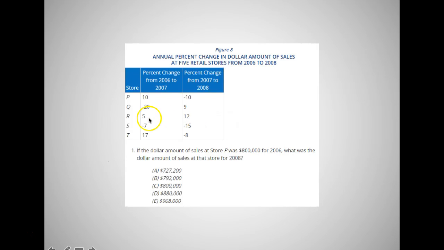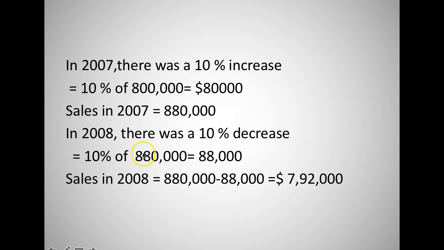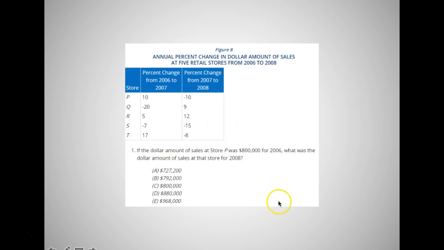Going back to the table, in 2008, there was a 10% decrease. So 10% of 880,000 will be 88,000. So sales in 2008 will be 880,000 minus 88,000, which is 792,000. So the answer will be option B.